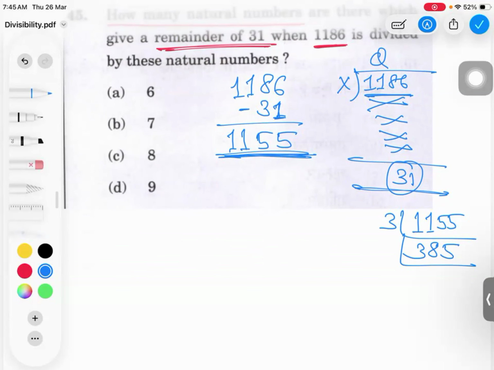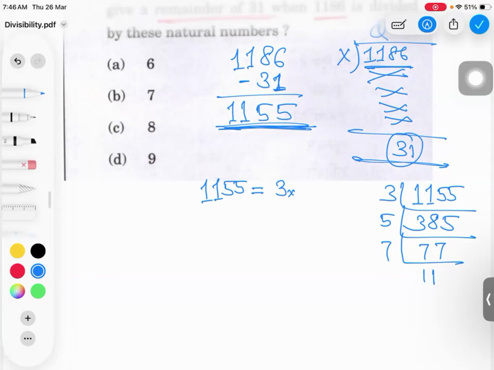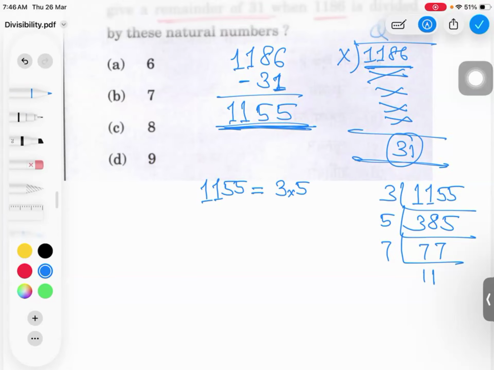So what are the factors of 1155? Sorry, prime factorization. The prime factorization of 1155 is 3 times 5 times 7 times 11. Okay. This is the prime factorization of 1155. We have prime factors. We do not have the factors.